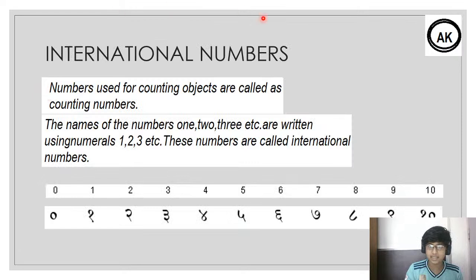So what are international numbers? Like 1, 2, 3, 4, 5, 6, 7, 8, 9, 10. These numbers used for counting objects are called counting numbers, like we count one apple, two apples, three apples, etc. The numbers written as 1, 2, 3 are called international numbers.